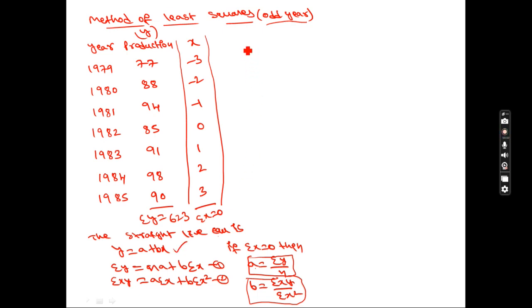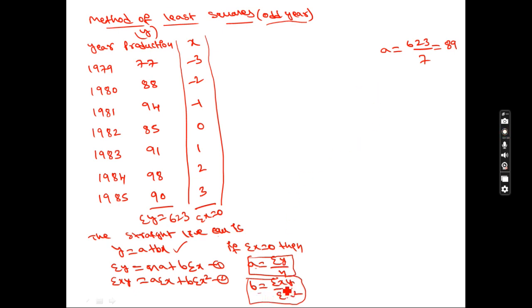After this, as per the formula, what is required to find the value of a? Summation y total is required and n is required. So find the value of a. Summation y total is 623 divided by 7. If you do this, you will get 89. So the a value is found. Next we have to calculate the b value.